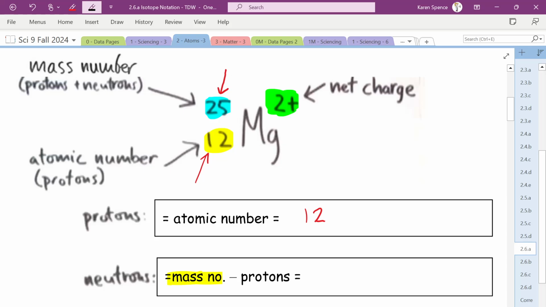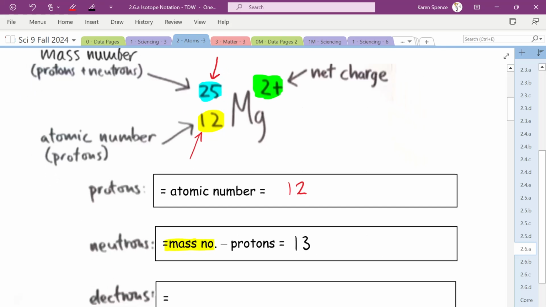You need a calculator? Can I be your calculator for you? What would you do to those two numbers? Subtract, okay, and you get 13. You can totally use a calculator for it, no problem at all. Now, here's the thing that you need to be able to figure out.